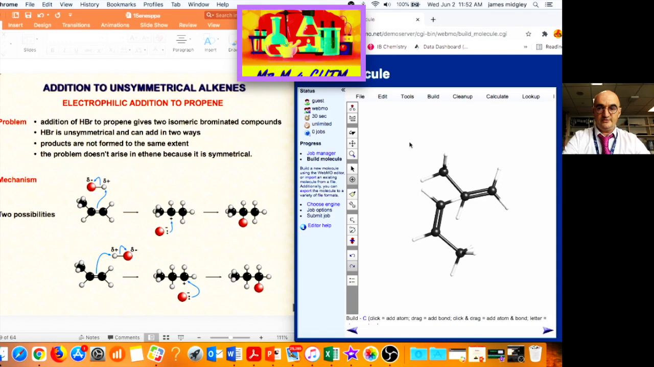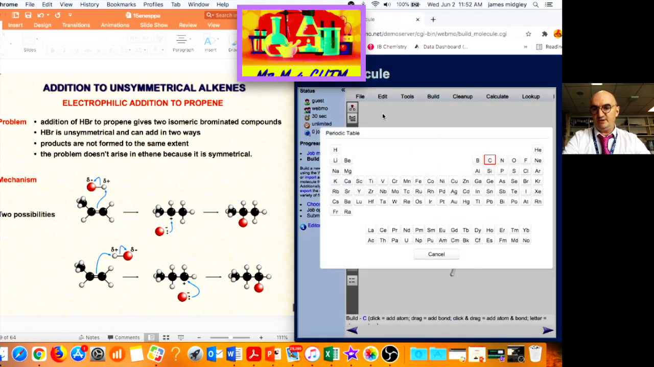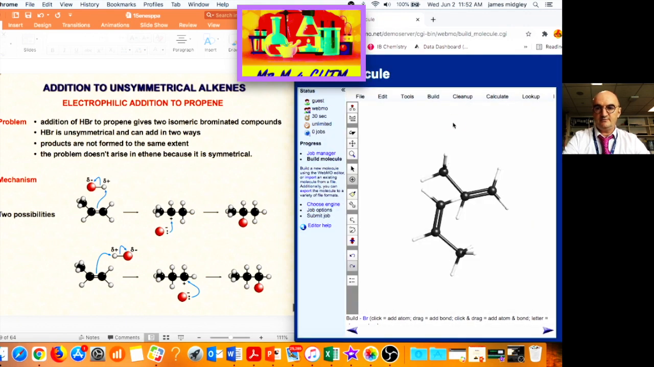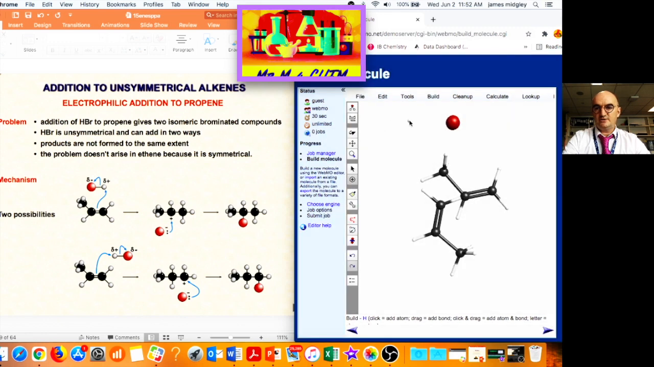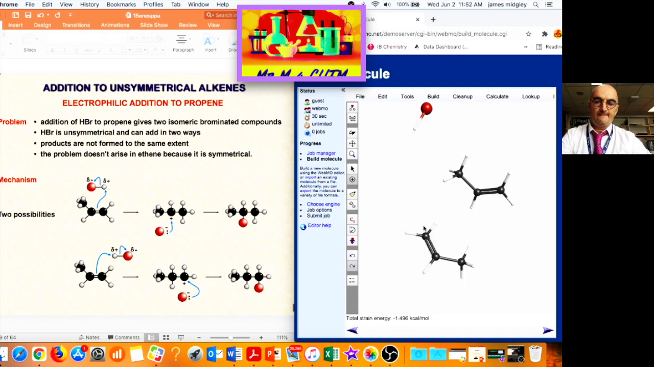And we're going to use our permanent dipole for our HBr. There we go. Here's our Br, and here's our H. Just going to bond it there. And we can just clean those up. So we've got our HBr, we've got our propene. Is this the same propene as that propene? Yes, it is. You could be stood here or there.